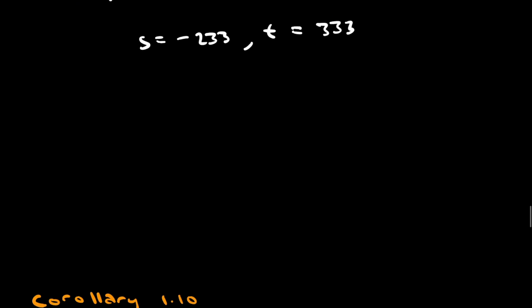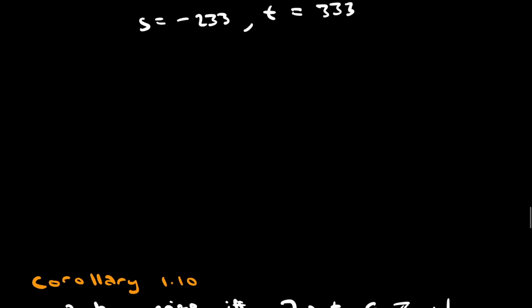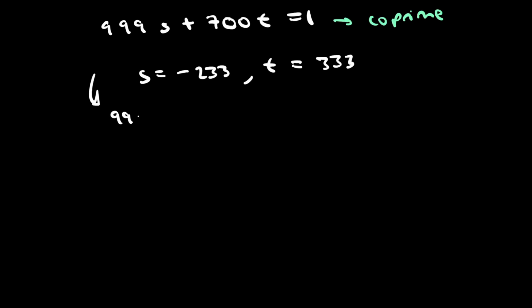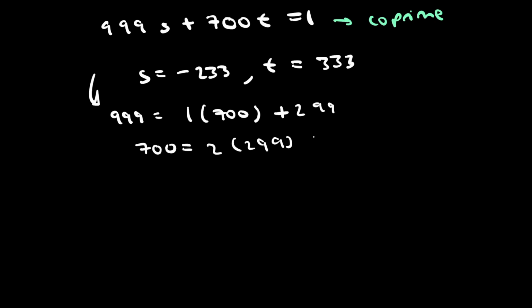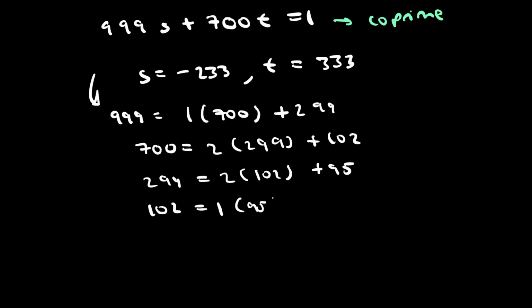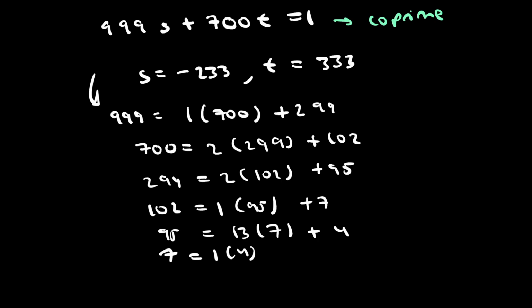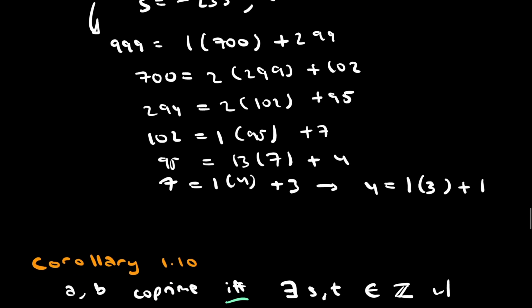I'll just write out the work really quick. 1 times 700 plus 299. 700 is equal to 2 times 299 plus 102. 299 is equal to 2 times 102 plus 95. 102 is equal to 1 times 95 plus 7. 95 is equal to 13 times 7 plus 4. 7 is equal to 1 times 4 plus 3. 4 is equal to 1 times 3 plus 1. And then finally 3 is equal to 3 times 1 plus 0.